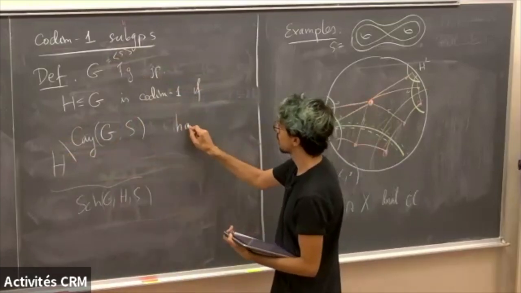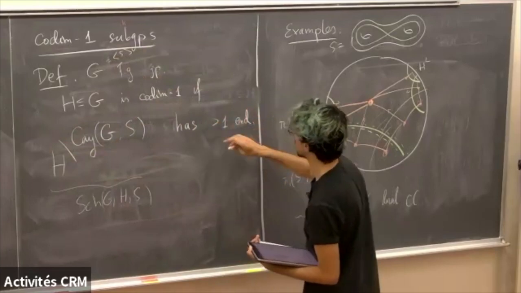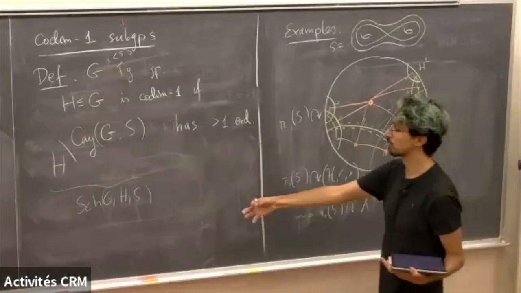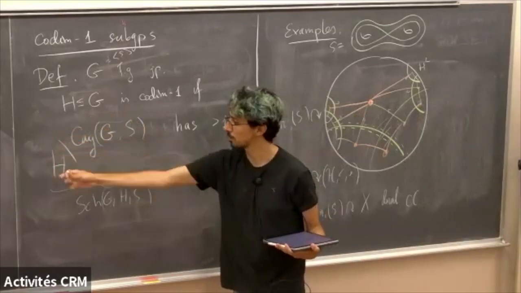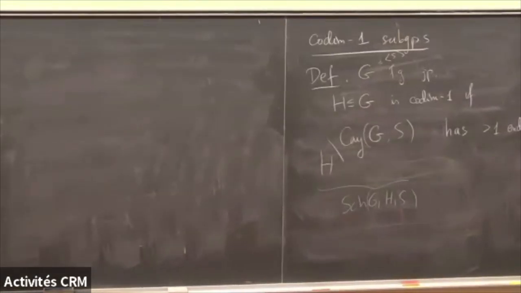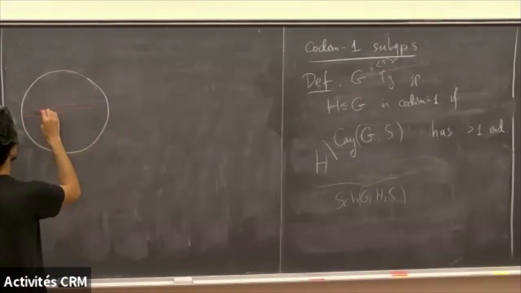This has more than one end. What does it mean having more than one end? You can remove a compact subset of this space, this is a graph, and get more than one infinite connected component. So let me do a picture. Maybe let's do it for the... why did I erase this? All my pictures look the same, right? This is a circle with a line across. So here is G. Here is my H, some subgroup.